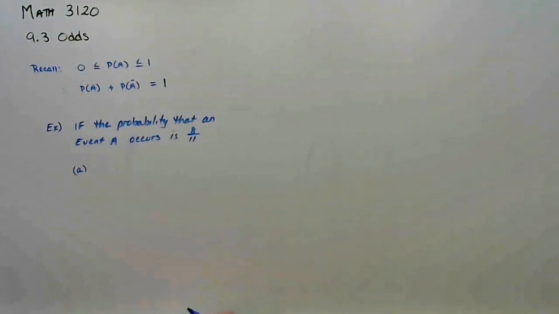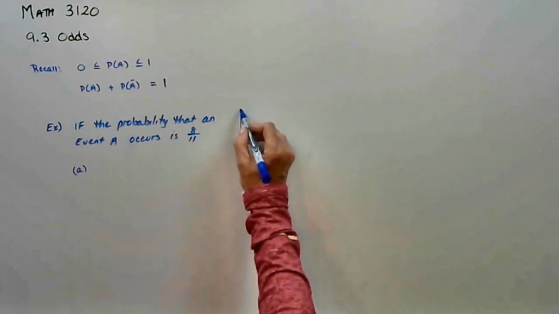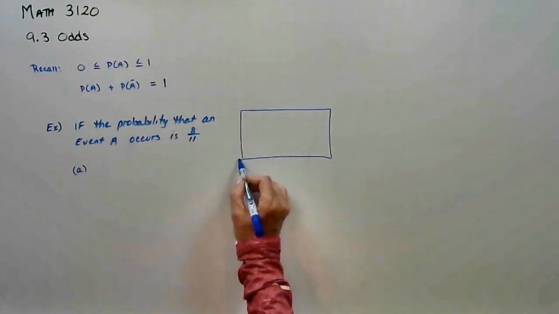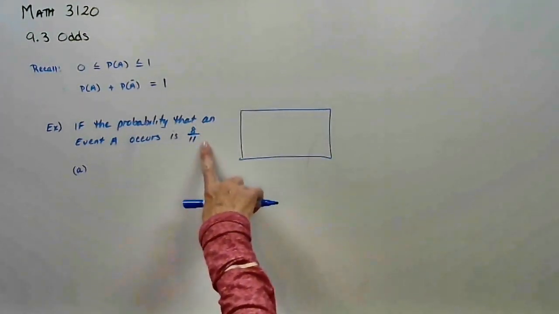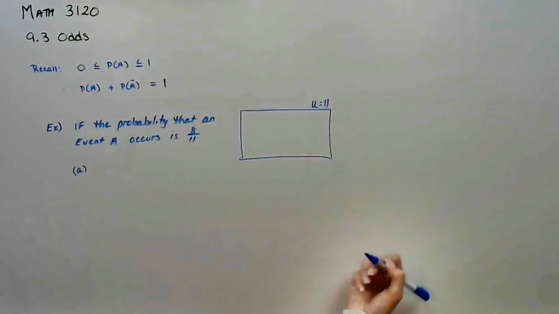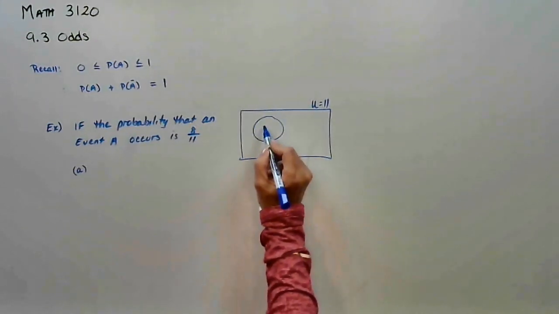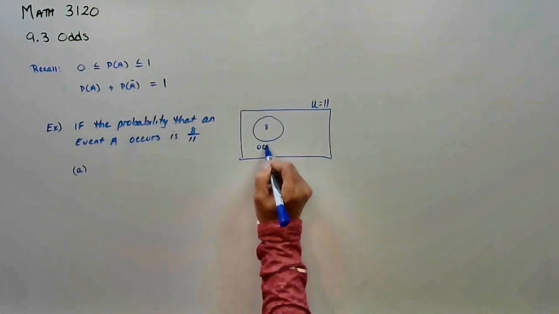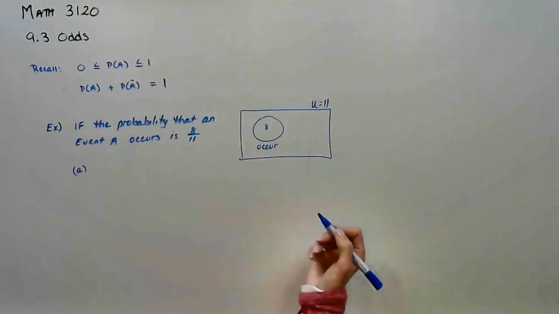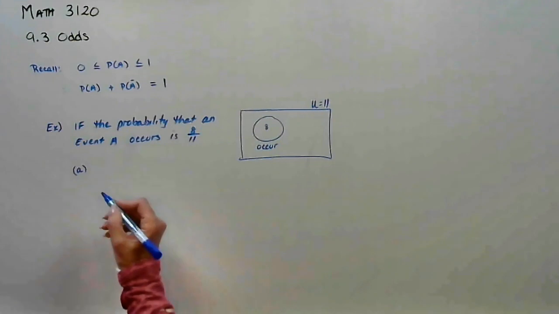Okay? Now for those that are visual, you could think of this. Here's your universal set. 8 out of 11, so our universal set has 11 pieces. 8 items have the event happening. So my question to you is, what's the probability that the event will not occur?